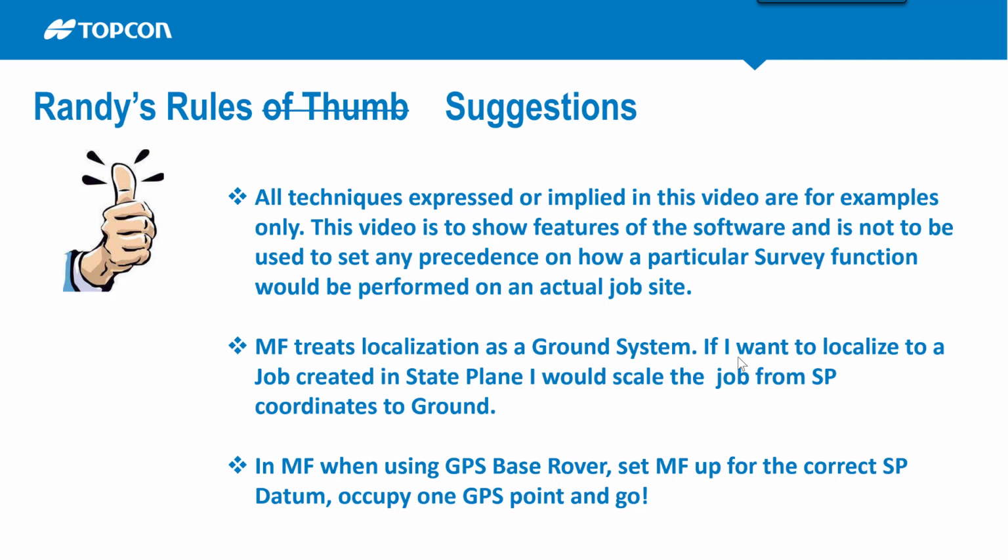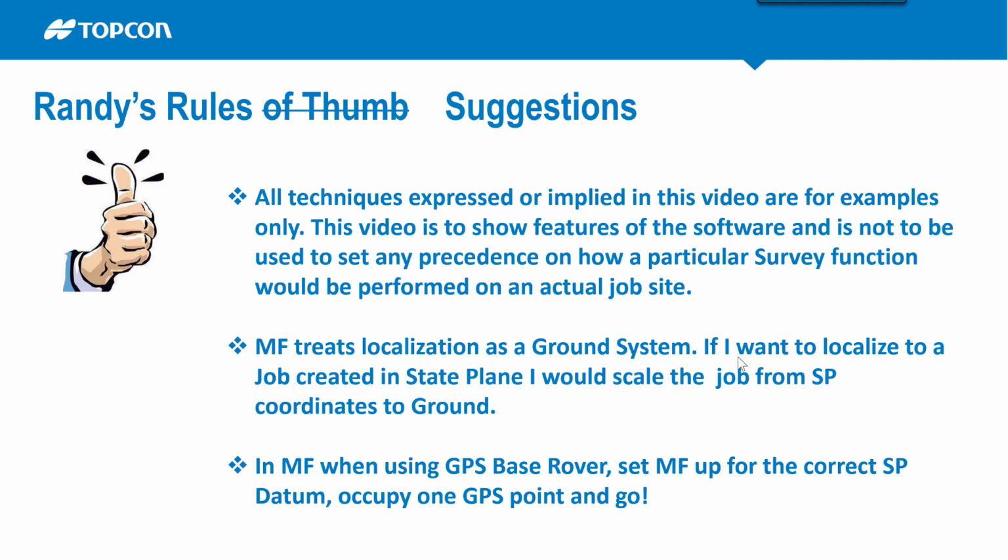and that's what you want to work in. So in Magnet Field, when using a GPS base and rover, my suggestion is to set up the correct state plane datum, occupy one GPS point, and go. The reason being is the projections are already set in there, and it's kind of like its own localization within itself, meaning you set the base up on one point, it's going to know the scale and rotation. You should be able to stake out every other point and hit it right on the money.